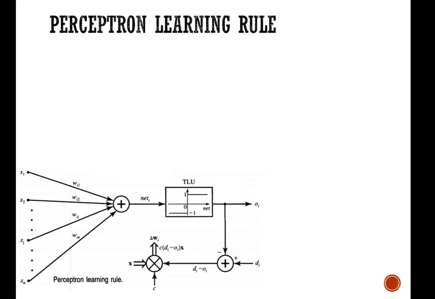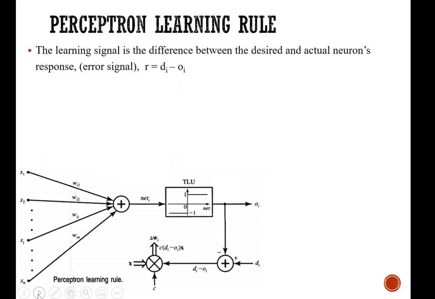Today we shall have a look at the perceptron learning rule. In this perceptron learning rule, the learning signal is the difference between the desired and actual neuron's response. We have seen in the previous slide what r is: r is nothing but the learning signal. Now this signal is taken from the output.